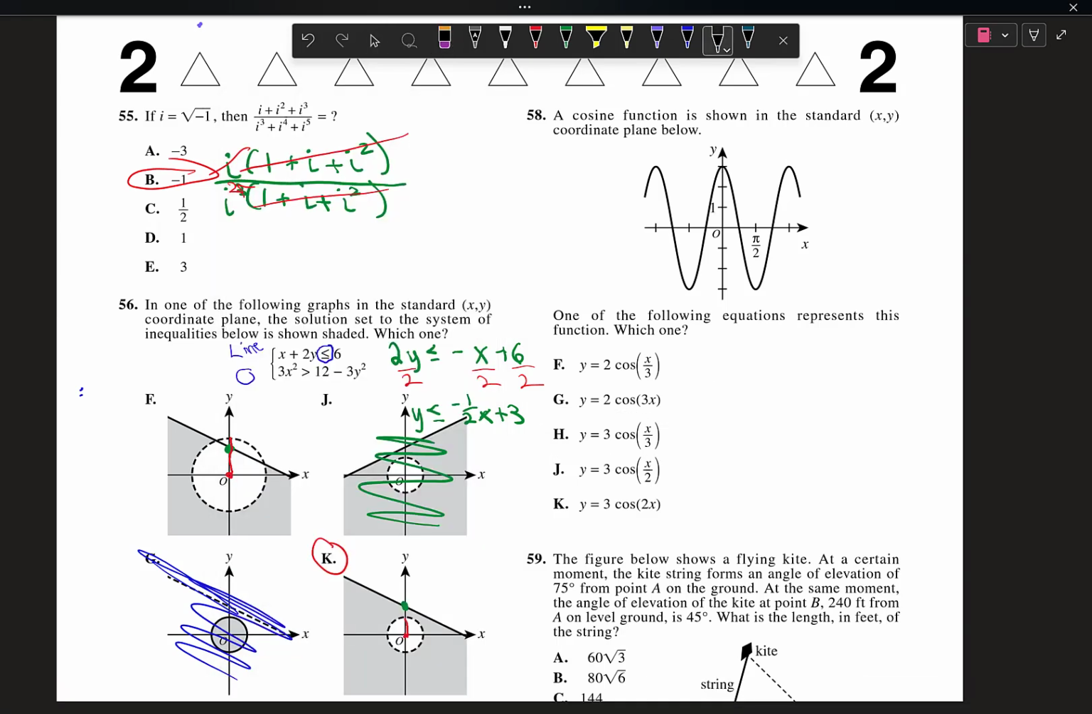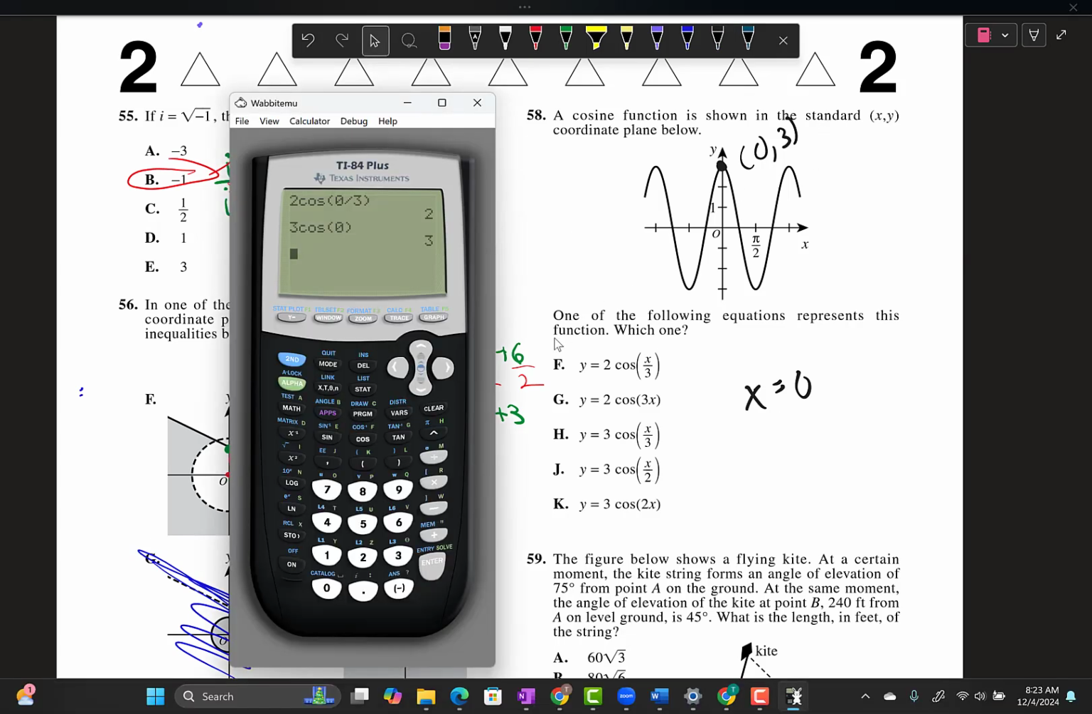All right, 58. A cosine function is shown below. Okay, so I'm going to focus on this point right here. It's the point (0, 3). So I'm going to take x equals 0 and substitute it in each one of these choices and see which one gives me positive 3. There may be more than one, but we'll cross that bridge when we get to it. First off, make sure we're in mode. We've selected degree mode. I have.